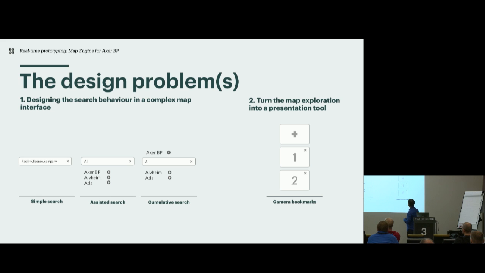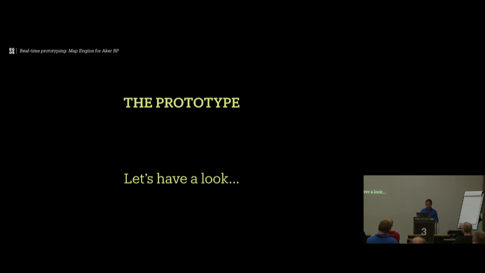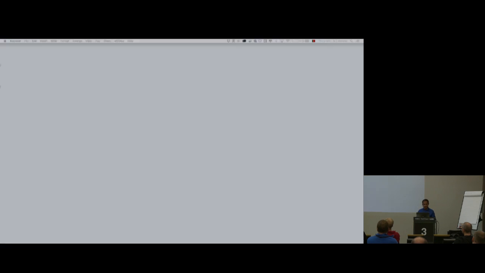The other thing that I was trying to do was to have what we called camera bookmarks, because this happens in the 3D world, and we are able to create bookmarks for any camera position. So you can create your own presentation, like a walkthrough of your own exploration of the map to reveal later. So let's have a look at the prototype then.